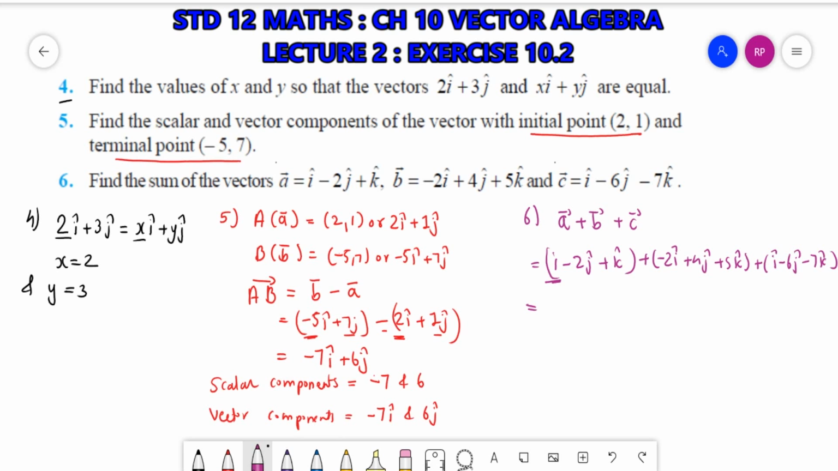So first the x component, 1i minus 2i, that is minus i, plus i. Okay, so that will be equal to 0i. Now minus 2j plus 4j, that is plus 2j, minus 6j, so 2 minus 6 will be equal to minus 4, so minus 4j. And plus k plus 5k plus... minus 7k, so that will be equal to minus k. This a plus b plus c, 0i, so no need to write it down, that will be equal to minus 4j minus k. Clear? So this was about questions 4, 5 and 6. So just note it down.